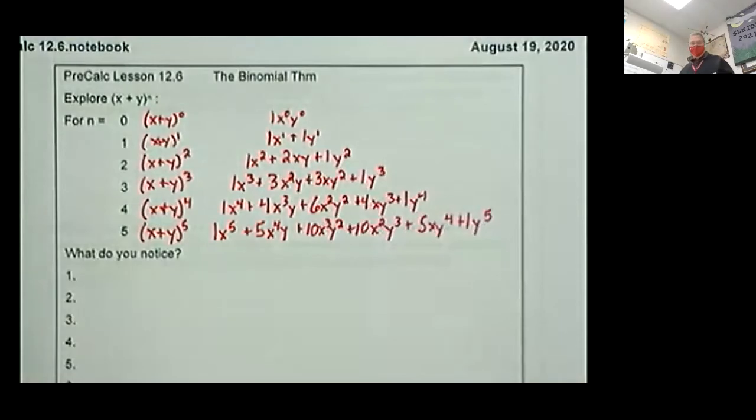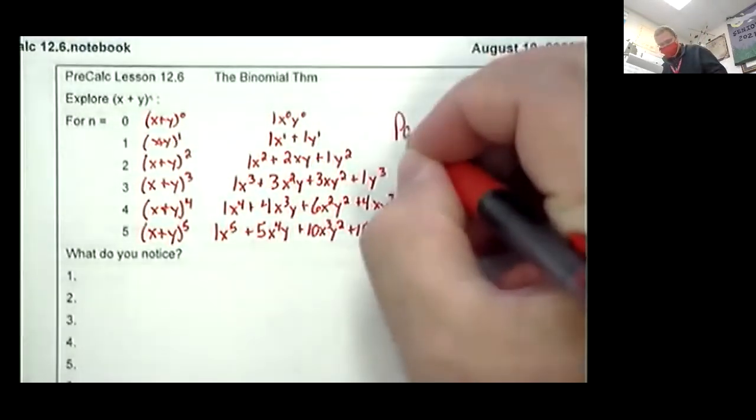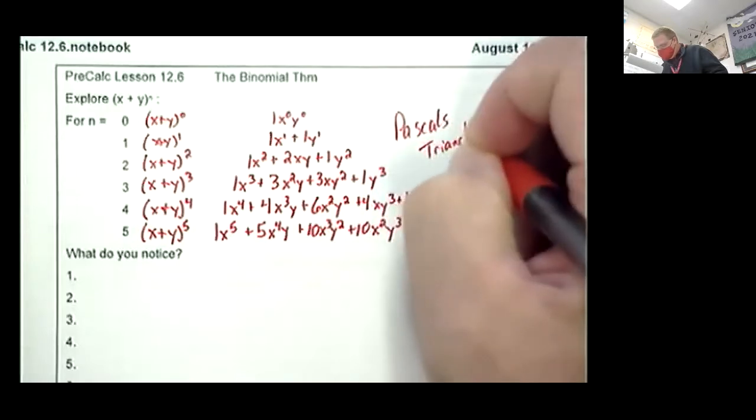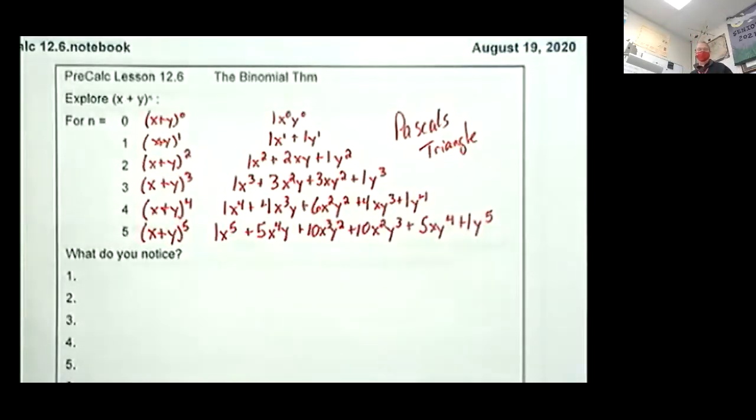This is what's called Pascal's triangle. And he did a lot of work with this back in the 1600s. Pascal is a famous mathematician. There's some patterns that we notice that come out of this.